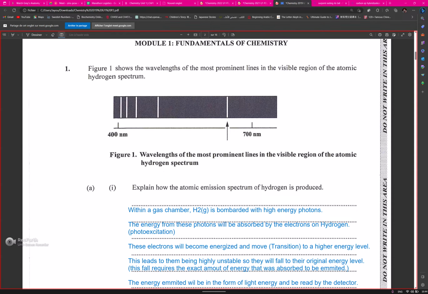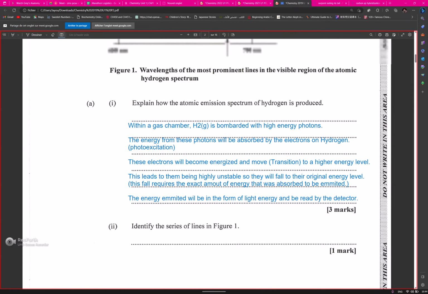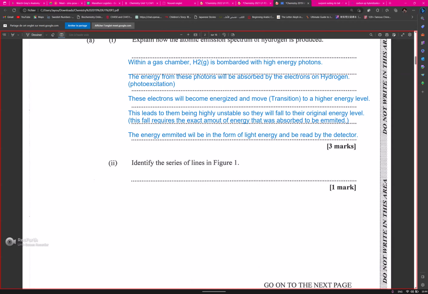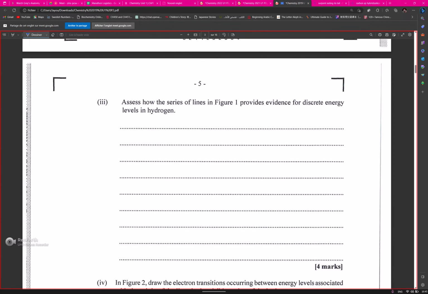Identify the series of lines here. What would be the series of lines? Balmer. The Balmer series. Alright, so this would be the Balmer series. Now assess how the series of lines provides evidence for discrete energy levels.